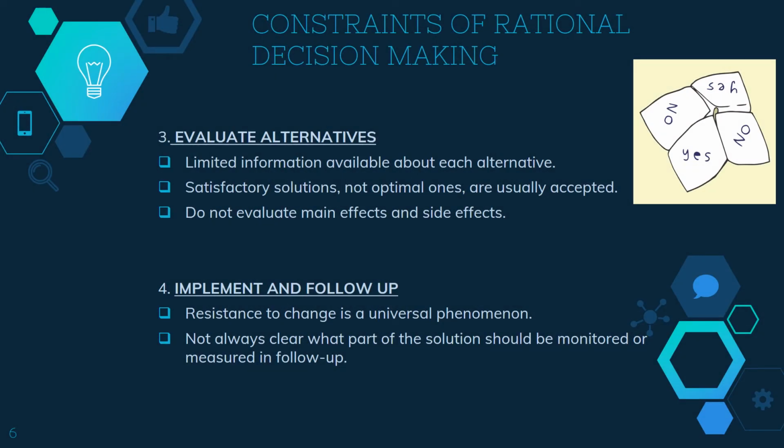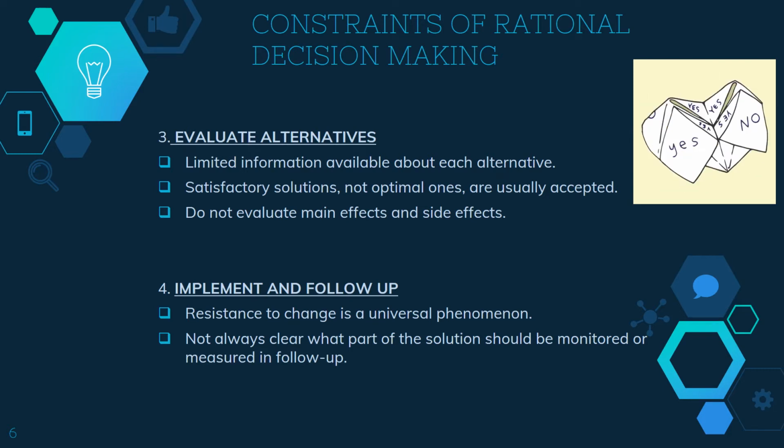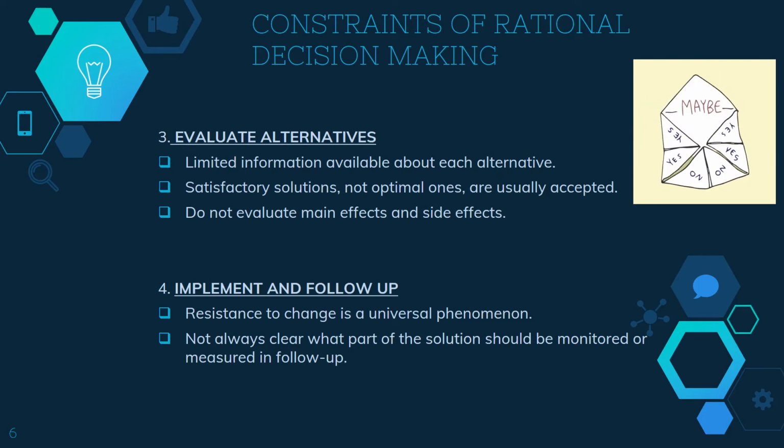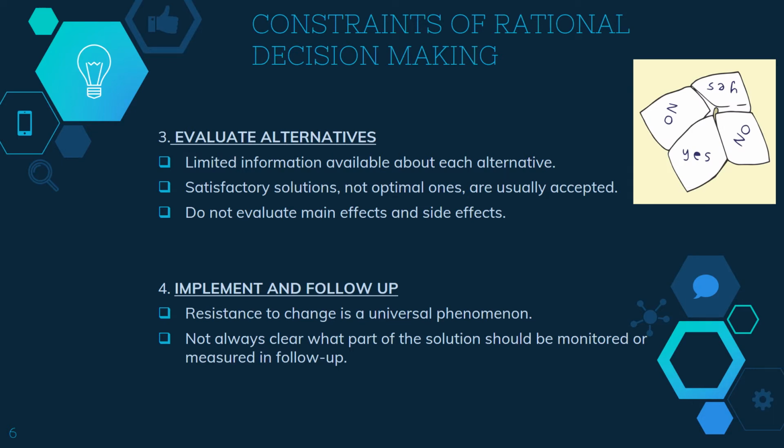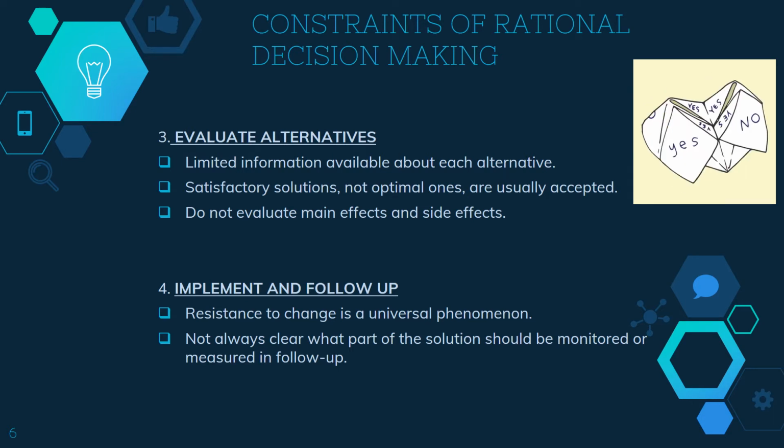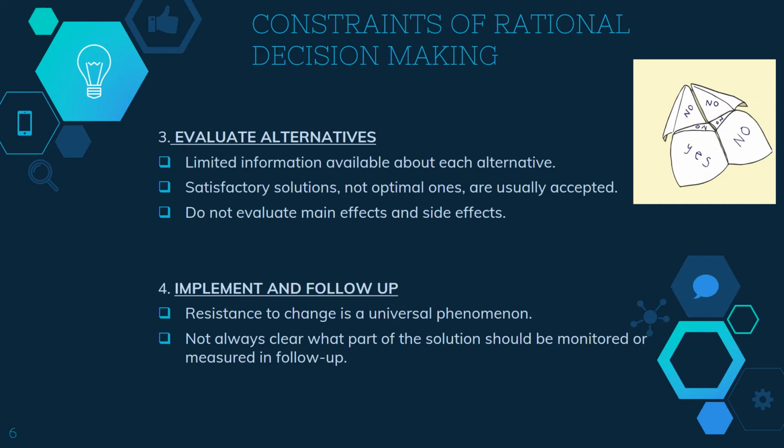Evaluating alternatives: limited information is available about each alternative. Evaluate alternatives by examining the benefits and drawbacks of each alternative. During the evaluation of alternatives, careful consideration is given. Satisfactory solutions, not optimal ones, are usually accepted. Finding an optimal solution seeks to find a satisfactory alternative. Do not evaluate main effects and side effects, which means you have to find ways or generate more ideas, and implement and follow up.